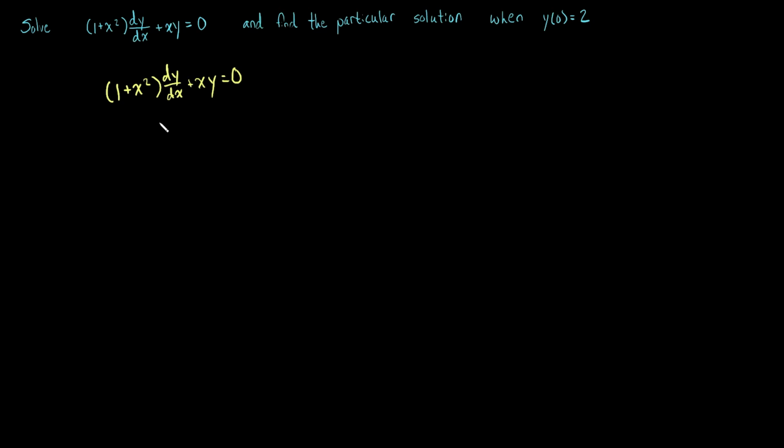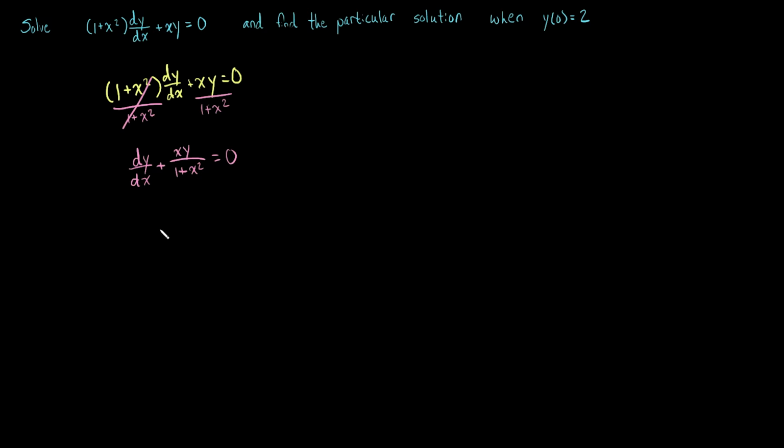I want to try to isolate dy over dx. That's usually my goal. So the first thing I'm going to do is divide both sides by this 1 plus x squared term. So let's divide everything by 1 plus x squared. Anything 0 divided by anything is just 0, so that remains. These two simplify to 1, and we're left with dy over dx plus xy over 1 plus x squared is equal to 0.